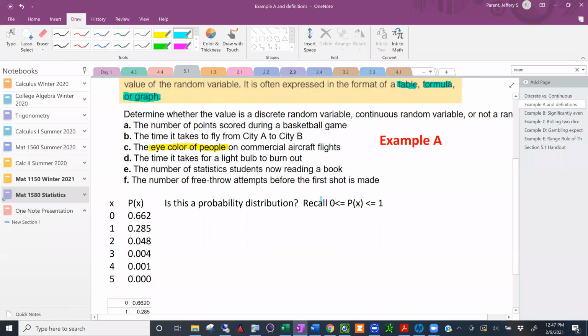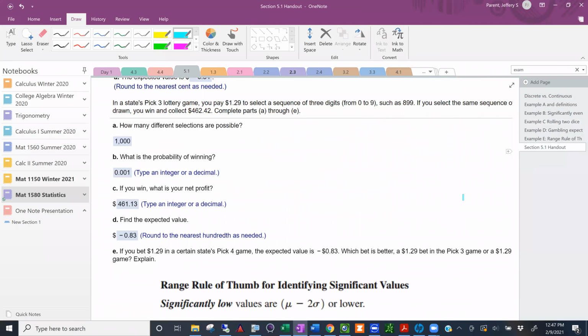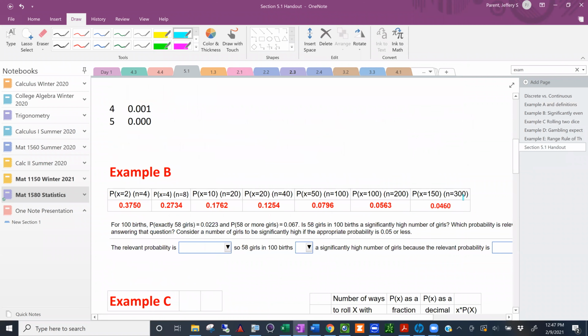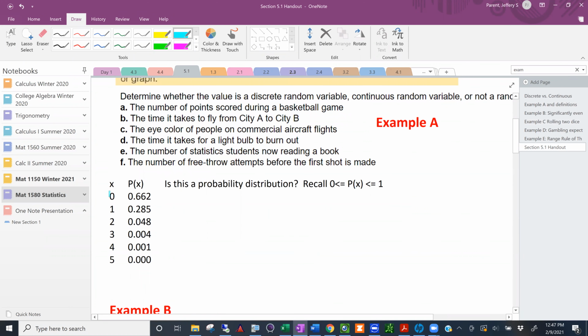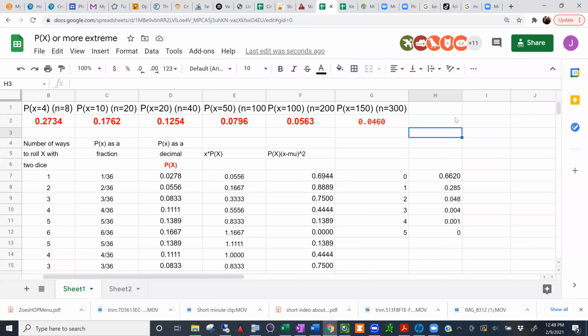So my first question to you, and it should be in the handout. Yeah, it's in the handout. And the question is, is this a probability distribution? So it's certainly a set of values of a random variable. X can be anything from 0 to 5 integer values. These are associated probabilities. But the question is, does it form a distribution?